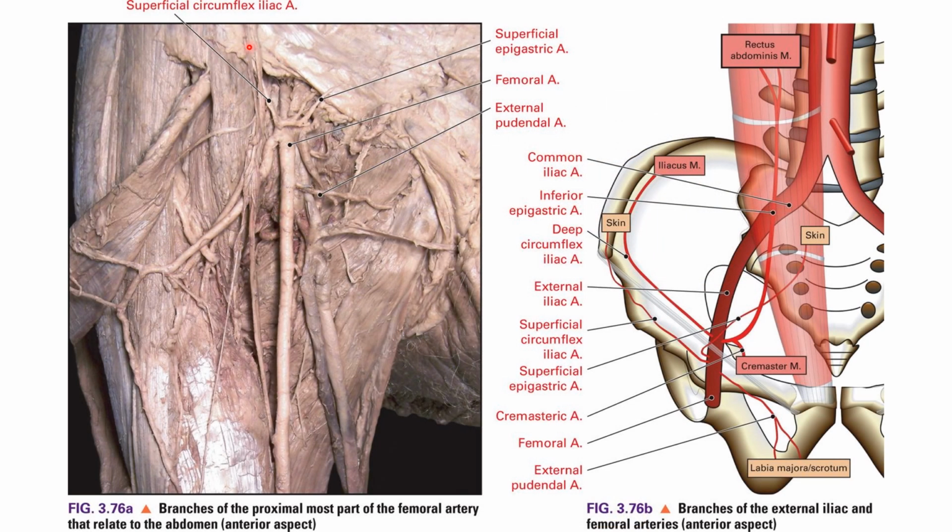What you see here is an anterior view of the right thigh. So the inguinal ligament would be right here. Distal to that is the femoral artery. And then you have the little branches given off in this area of the femoral triangle. Moving laterally would be the superficial circumflex iliac artery. This is superficial epigastric artery. And then this is the external pudendal artery.